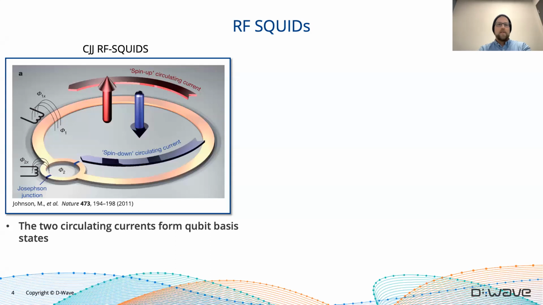At D-Wave Systems, our main technology is using rf-SQUIDs. On the left-hand side here, you can see a schematic of what's called a compound Josephson junction rf-SQUID. It comprises a superconducting loop, which allows for circulating current states. These are our flux qubit states, circulating around the superconducting loop. Then we have a small loop that interrupts this larger loop.